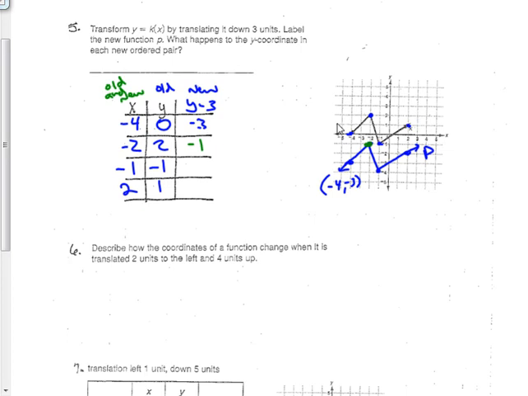So same thing with these y's. I've got -1 minus 3. That should get me to -4. -1 comma -4. Sure enough, that matches up. And then the last one, I'm at 1 and I'm subtracting 3. That should get me to -2.